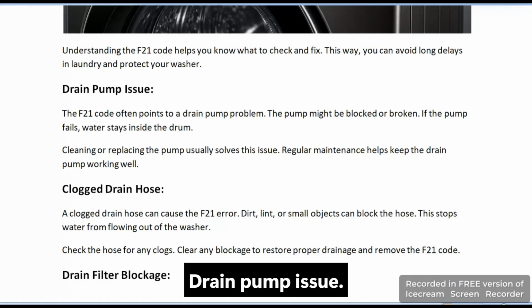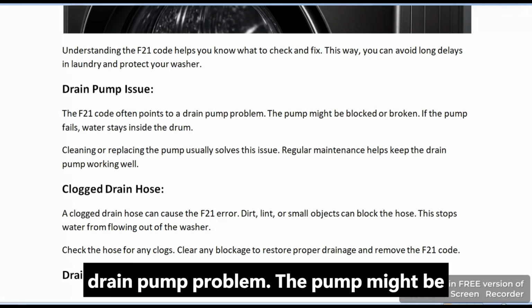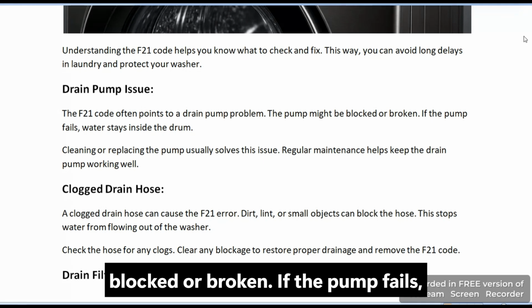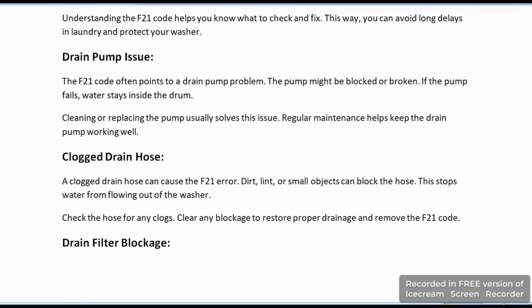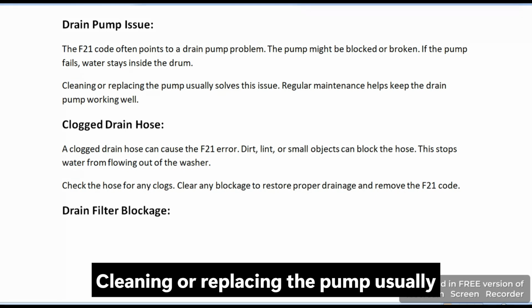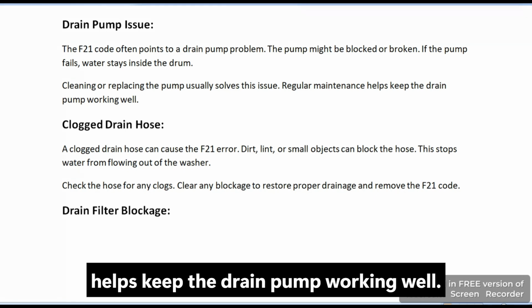Drain pump issue. The F21 code often points to a drain pump problem. The pump might be blocked or broken. If the pump fails, water stays inside the drum. Cleaning or replacing the pump usually solves this issue. Regular maintenance helps keep the drain pump working well.